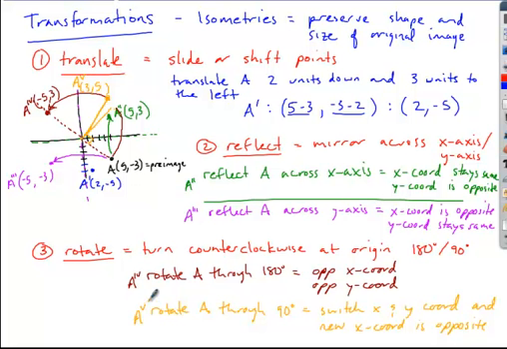And so these would be all of the different transformations that could occur where the image and pre-image maintain the same distance between their corresponding points. So the images are preserved.